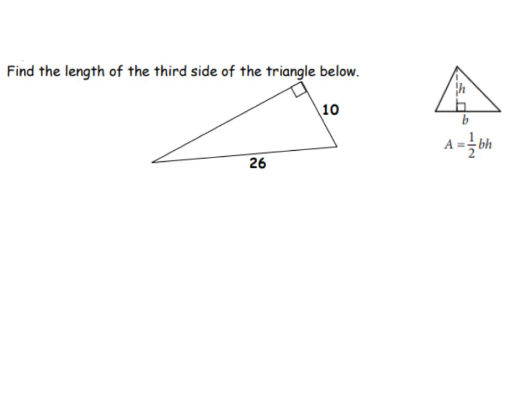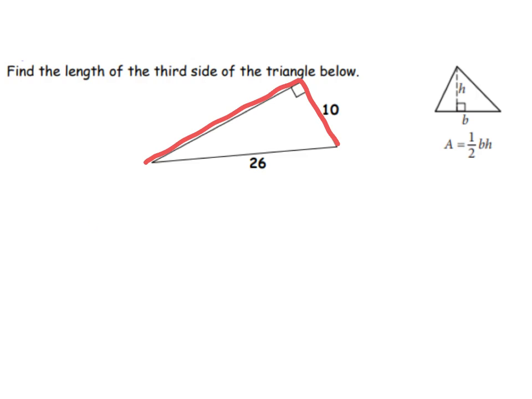All right. It says find the length of the third side of the triangle and then we're going to find the area. So in a triangle, the base and the height have to make a right angle. So we don't have the base. We have the height is 10, but the base is not 26. So in a problem like this, you would have to use your Pythagorean theorem to find the third side.